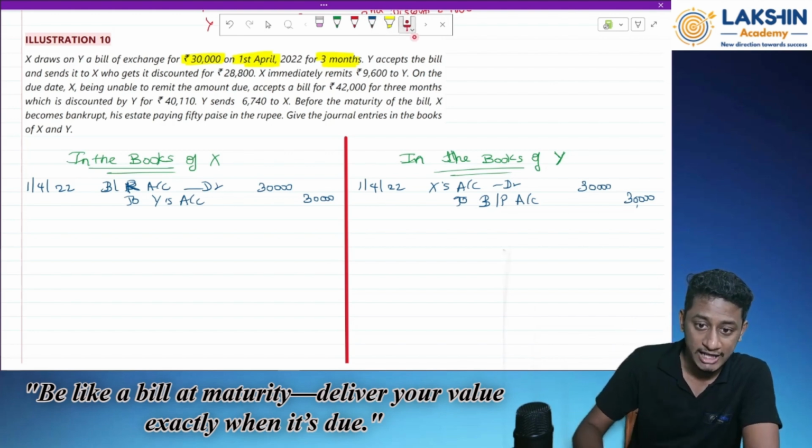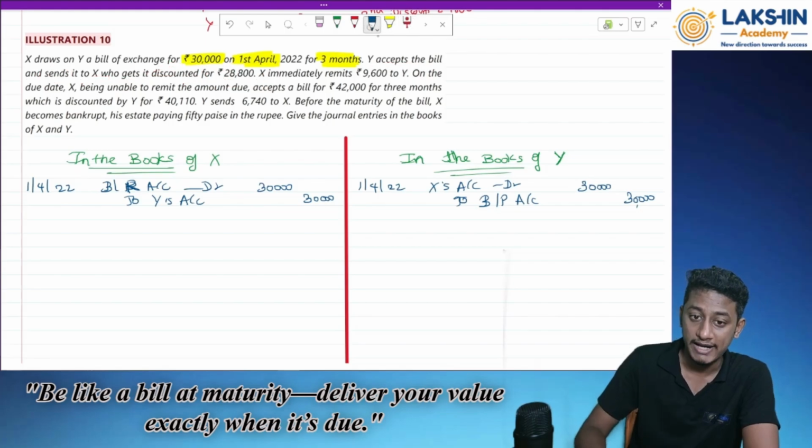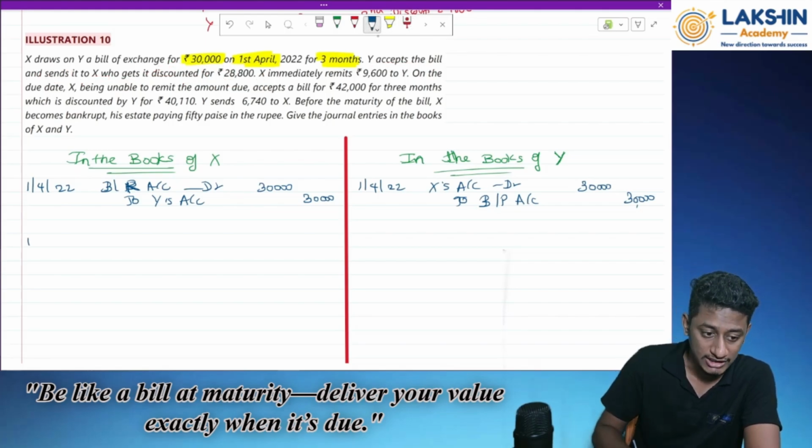So then what has happened? Y accepted the bill, okay, fine, and sends it to X, who gets it discounted for rupees 28,800. So now X has taken the bill to the bank. On the same date, X has taken the bill to the bank.